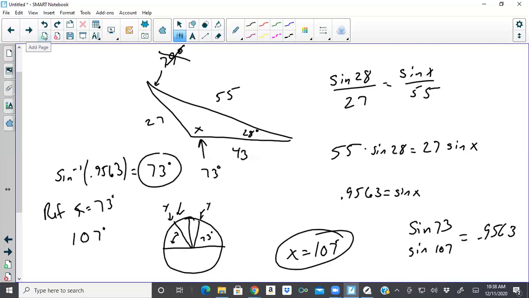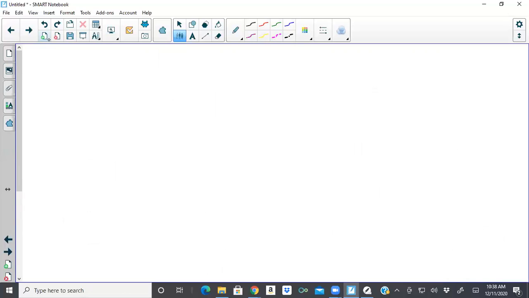So using that idea and that thought process, we can then talk about the graphs of sine and the graphs of cosine.